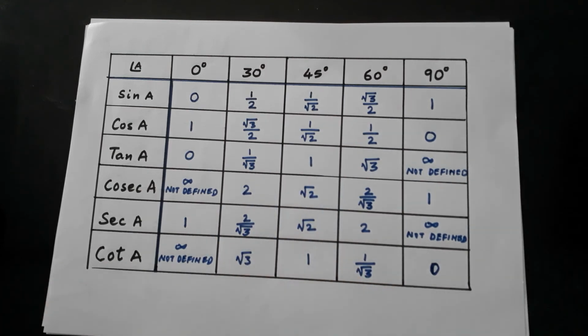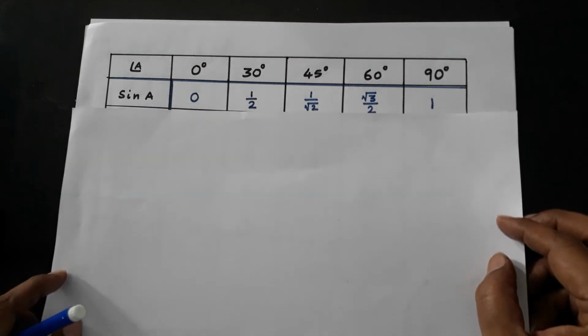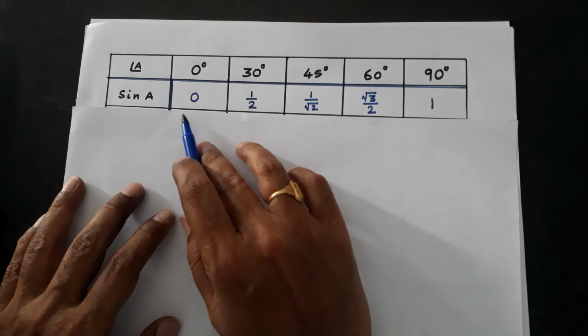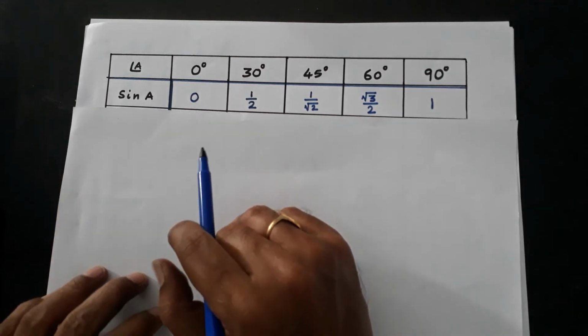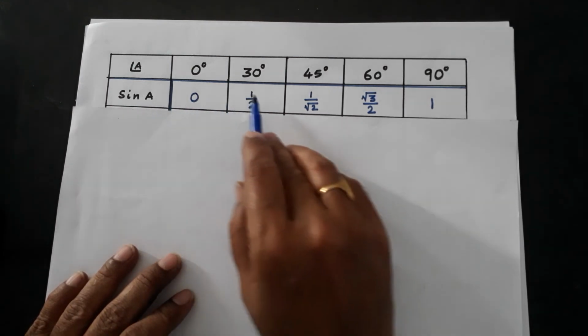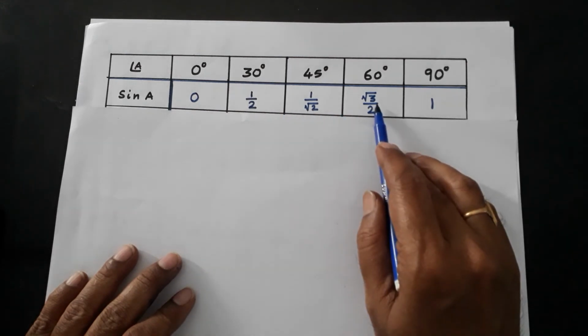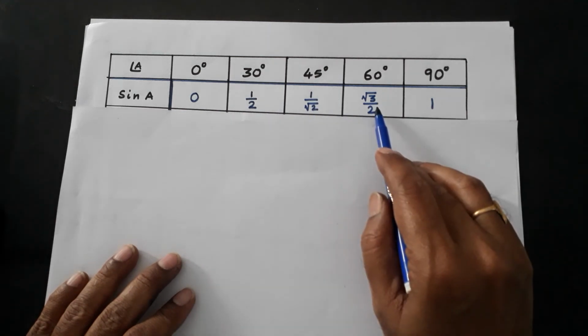So how do we remember these actually? I'll tell you a small trick here. If we know sin theta, then we can easily get all the others. See, sin 0 is 0, sin 30 is 1 by 2, sin 45 is 1 by root 2, sin 60 is root 3 by 2, sin 90 is 1. So: 0, 1 by 2, 1 by root 2, root 3 by 2, 1.